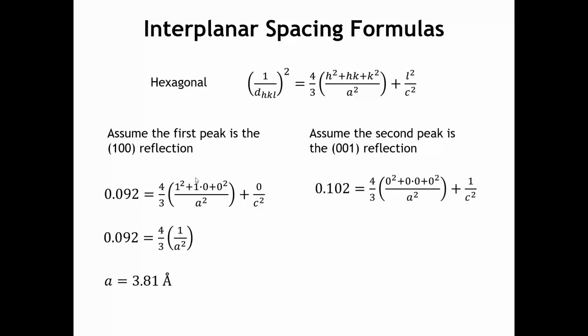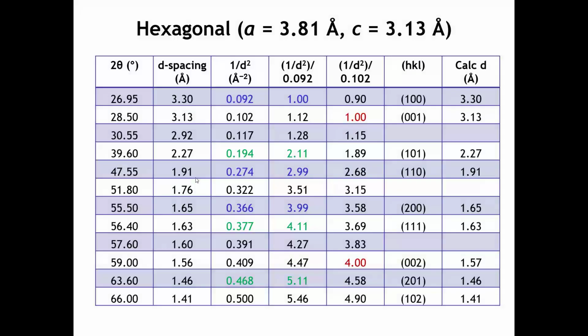We're assuming the second peak is the 0, 0, 1. Then this reduces to 1 over d squared equals 1 over c squared. And so the d-spacing of the second peak is the length of the c lattice parameter. So now we have a guess for the a and c values of our unit cell. Let's go back and calculate where all of the peak positions would be.